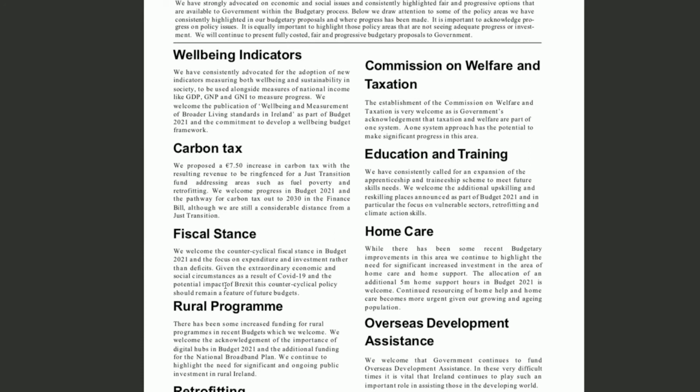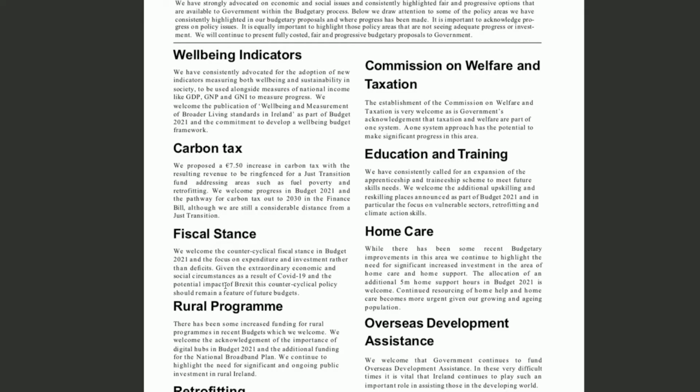The second thing that we wanted to point to was that we proposed a €7.50 increase in carbon tax, which was done in the budget and done right up to 2030. But we also proposed that the resulting revenue be ring-fenced for a just transition fund. And we're not at all convinced that the ring-fencing has protected the poorest in society in that context. And I think there is serious distance to go before we could say that we actually have a just transition from where we are towards the destination that we have to move towards.